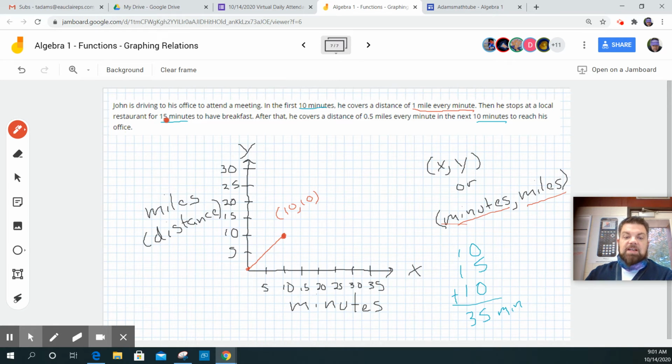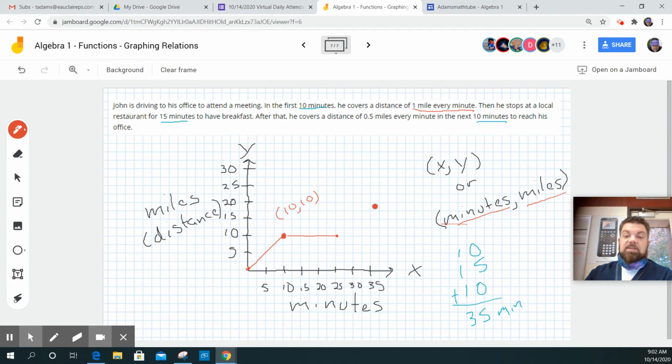Then it says the next 15 minutes, he sits and has breakfast at a restaurant. Is he traveling when he's eating breakfast? No. How long is he having breakfast? 15 minutes. So he doesn't move his distance, but he sits there for 5, 10, 15 minutes, right? So now he's been gone for 25 minutes total. 10 plus 15 is 25, correct?